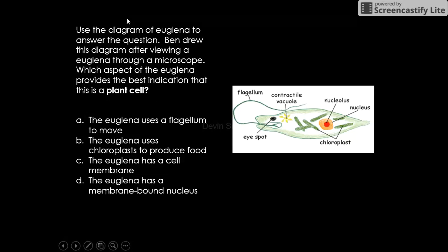Okay, use the diagram of the euglena to answer the question. Ben drew this diagram after viewing a euglena through a microscope. Which aspect of the euglena provides the best indication that it is a plant cell? So which thing about this diagram proves to us it is a plant cell? A, the euglena uses a flagellum to move. That doesn't really specify anything about a plant. B, the euglena uses chloroplasts to produce food. Plant cells are the only things with chloroplasts. That is how you know that is the best answer choice. They're the only thing with chloroplasts.